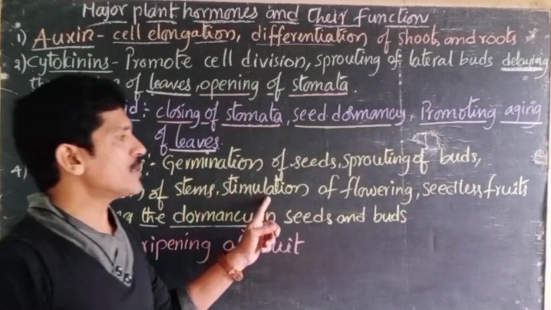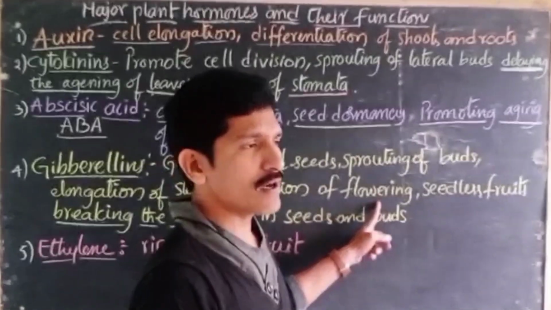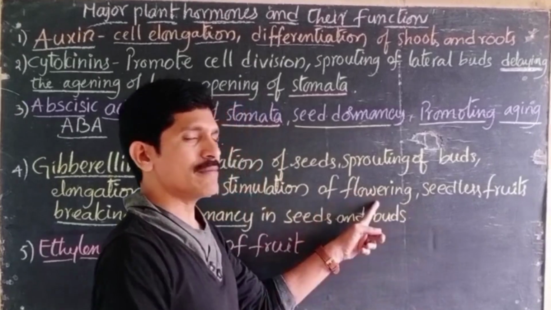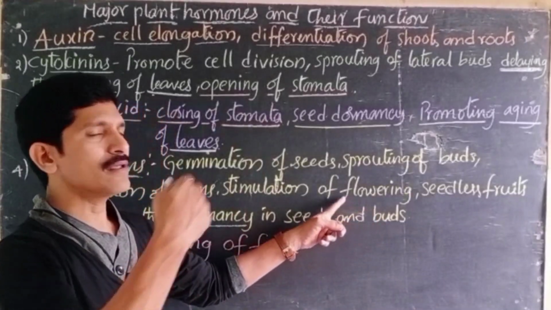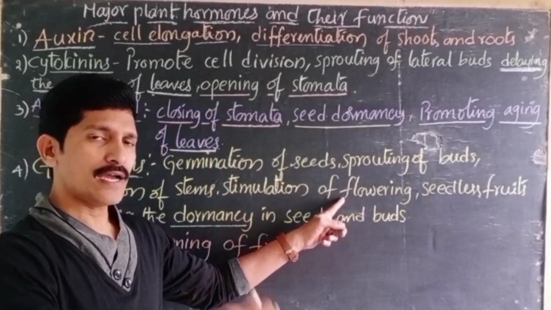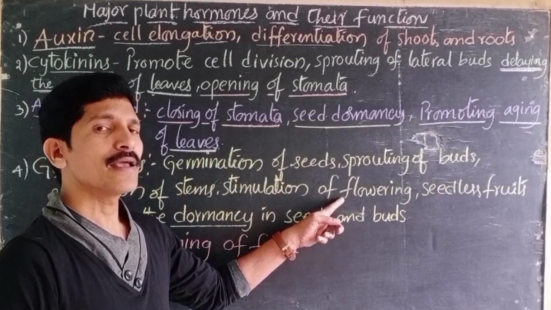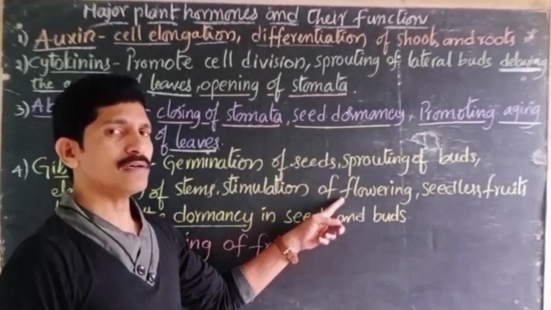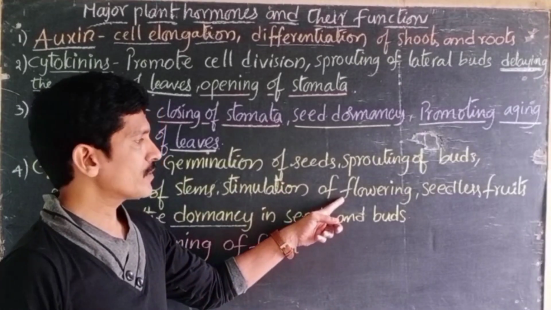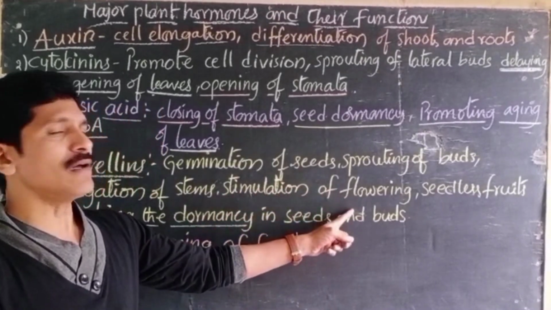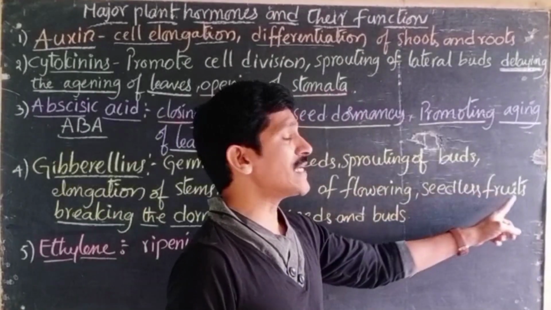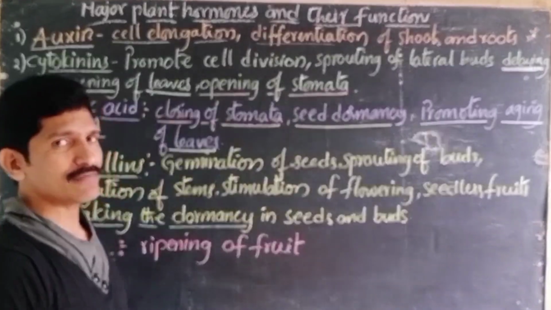Later, stimulation of flowering, because when the flowers are produced, the flowers further develop into fruit, and from the fruits we can get the seeds, and it is helping in the development of the particular species, right? So here it is stimulating the flowering. And also promoting seedless fruits.